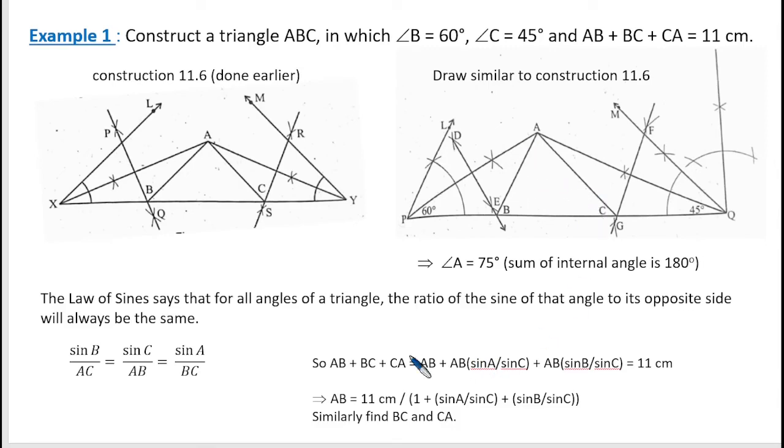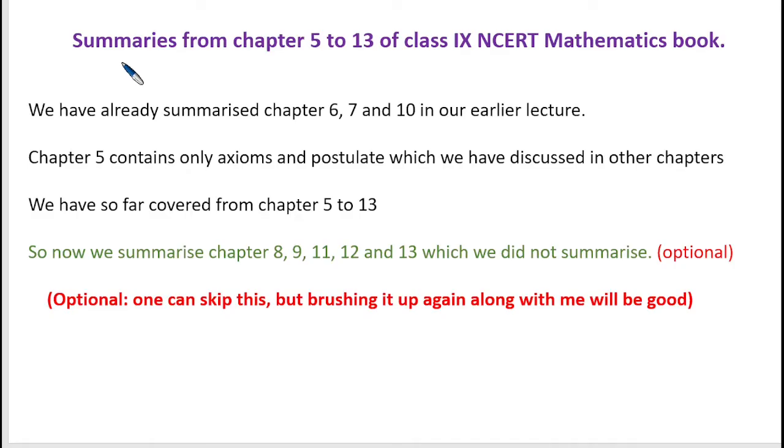individual side lengths. So we have finished the construction chapter, and with this we have finished more or less the full geometry portion. The geometry portion in your book is from chapter 5 to chapter 13 of the class 9 NCERT mathematics book. We have already summarized chapters 6, 7 and 10 in our earlier lecture. Chapter 5 contains only axioms and postulates.